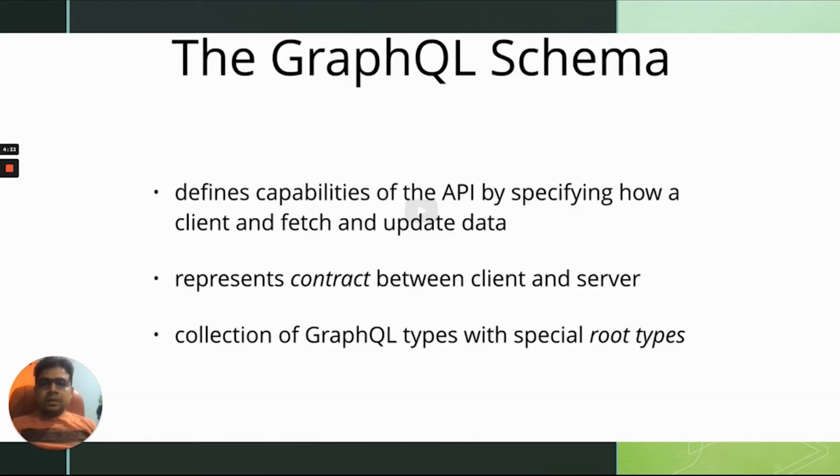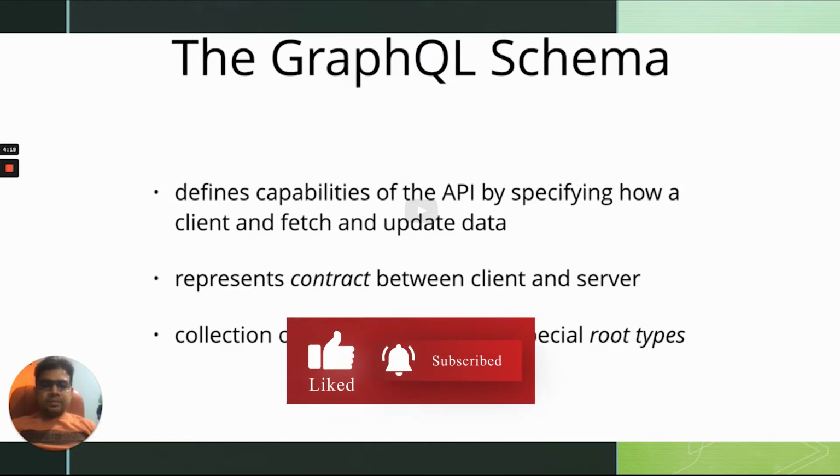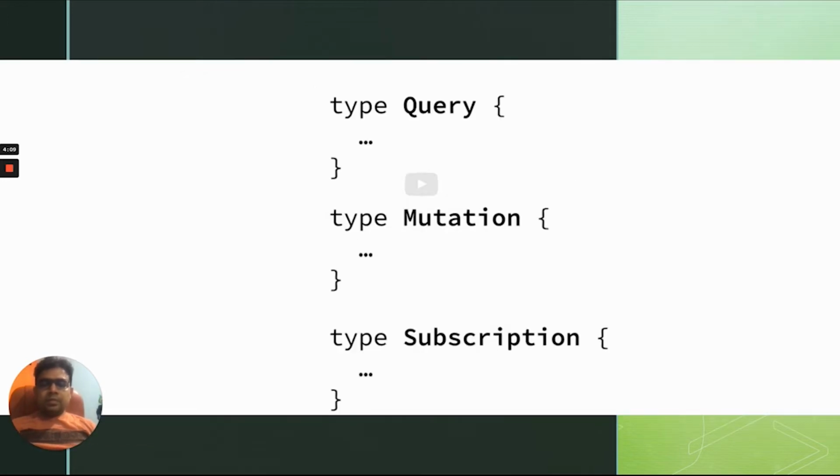Okay. So the GraphQL schema defines the capabilities of the API by specifying how a client can fetch and update the data. It represents a contract between client and server: what a client can expect from the server and what the server can expect from the client. It is a collection of GraphQL types with special root types. Now, what are the special root types available in GraphQL? First is query, second is mutation, and third is subscription.